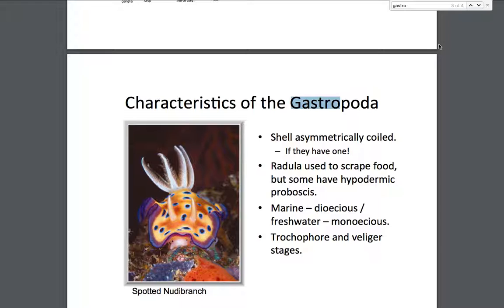We're actually not sure why torsion took place. We have some good stories about what could have made it more advantageous, but we don't really know evolutionarily what made torsion so advantageous to those early mollusks. But it must have been incredibly advantageous, because modern-day gastropods are by far the most diverse of all of the groups of mollusks.